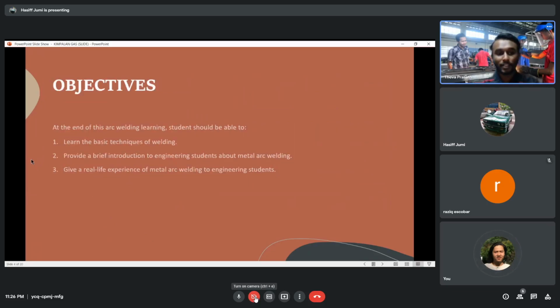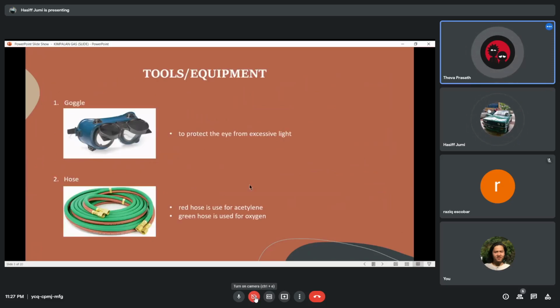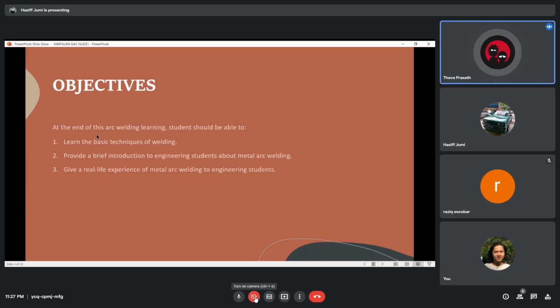Next we look into the objective. Objective at the end of the gas welding. Sorry, typo. At the end of the gas welding learning, a student should be able to learn the basic techniques of welding, provide a brief introduction to engineering students about metal gas welding, and the third one is give a real life experience of metal gas welding to engineering students.